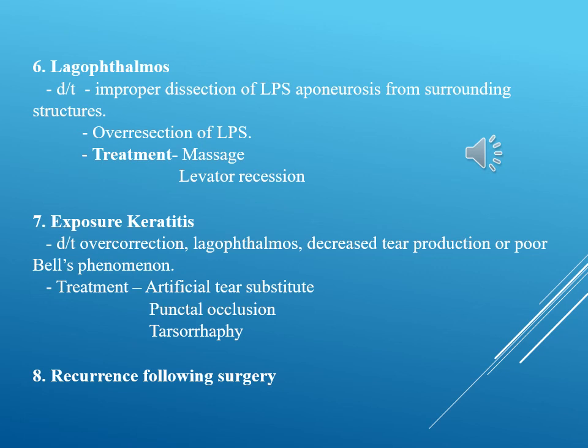The next complication is exposure keratitis. This will occur due to overcorrection, lagophthalmos, decreased tear production, or due to a poor Bell's phenomenon. This can be treated with the help of artificial tear substitutes, punctal occlusion, or tarsorrhaphy. And lastly, we can have recurrence of ptosis following surgery, and this will require a resurgery.